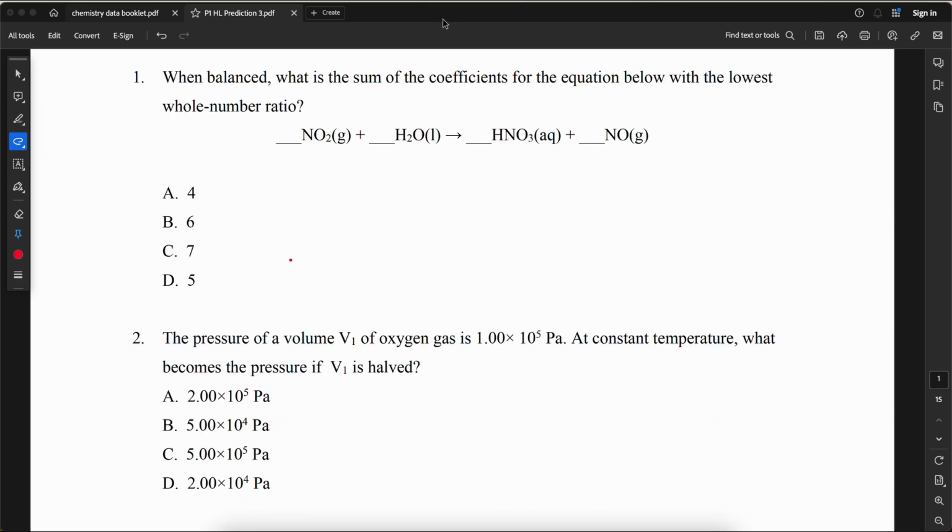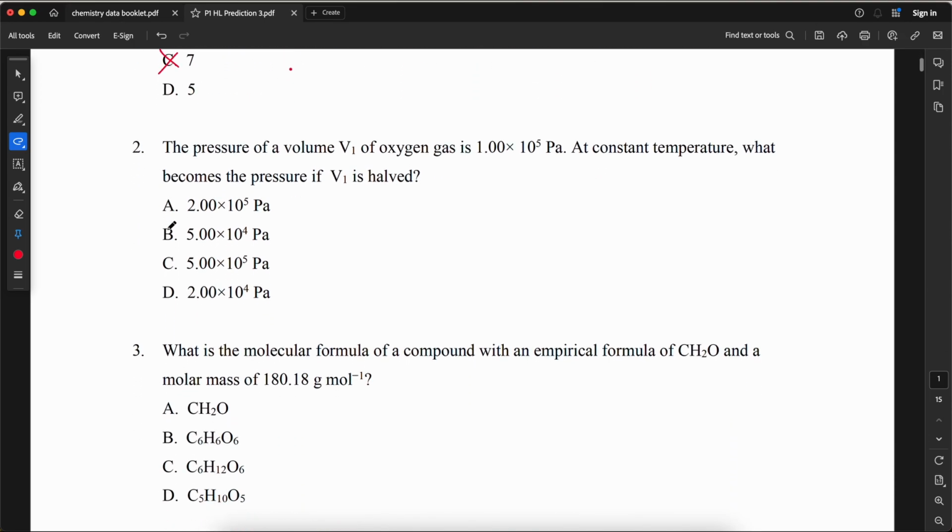When balanced, what is the sum of the coefficients for the equation below with the lowest whole number ratio? Here will be 3, and this will be 1, and HNO3 will be 2, and this will be 1. So the sum of the coefficients for the equation below is 7.